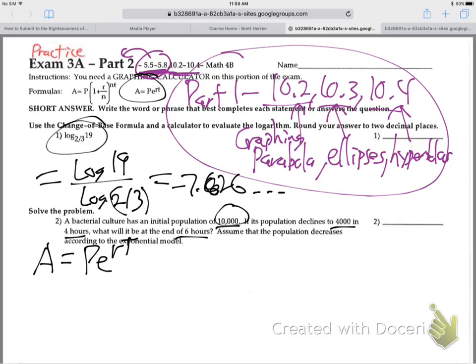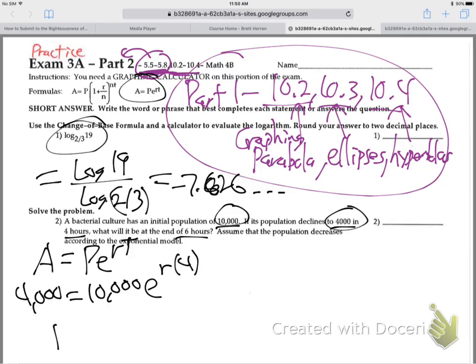So initial population 10,000. Where does that go? That's the P. And it declines to 4,000. Where does the 4,000 go? The A. Declines to 4,000 in 4 hours. Time is 4 hours. Everybody see what I did there? When time is 4 hours, the amount has gone down to 4,000. It started at 10,000. Remember what you do in phase 1? Phase 1, solve, well, let me write it somewhere else where it's not in the way.